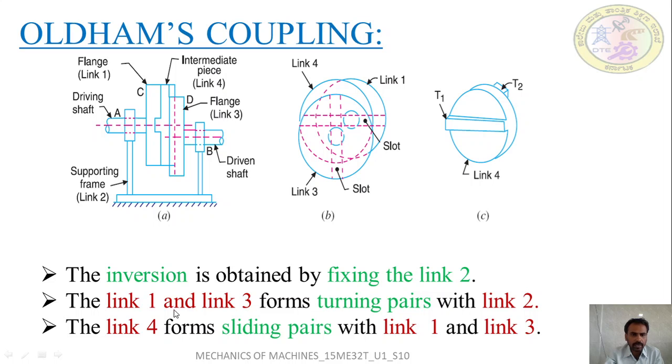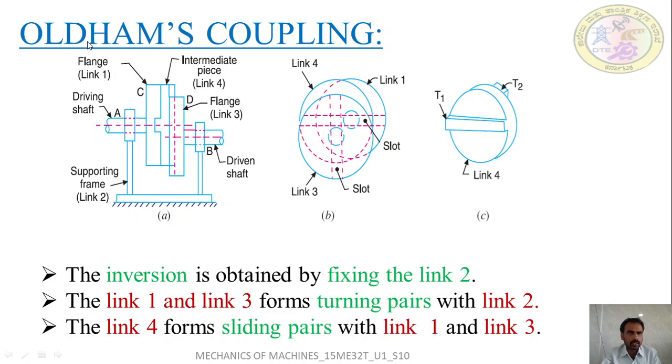Link 4 is the intermediate piece which forms the two sliding pairs with link 1, that is one flange, and then the other flange. So link 4, the intermediate piece, forms the two sliding pairs with the flange, that is link 1, and then with the other flange, that is link 3.